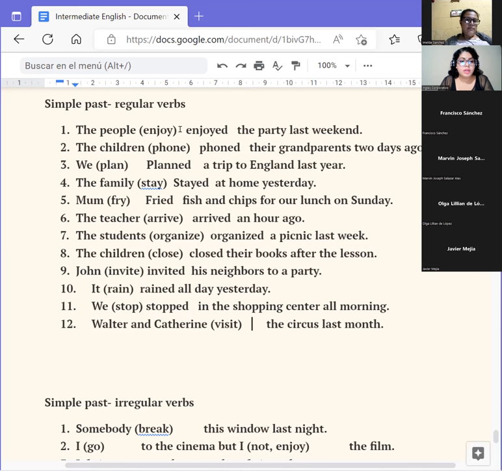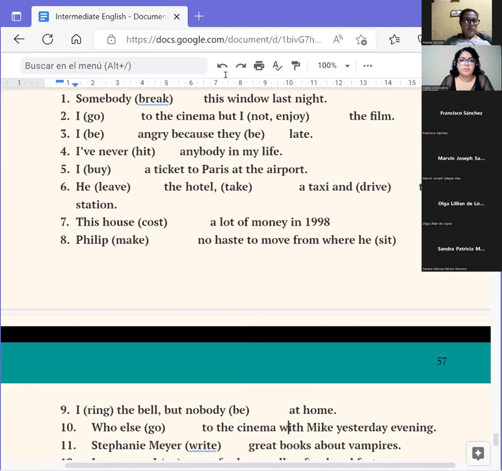Then we have number 12: Walter and Catherine visit the circus last month. Visit in past. Good. Now we have here the regular ones. Now we are going to use the irregular ones. So we are going to see this one.